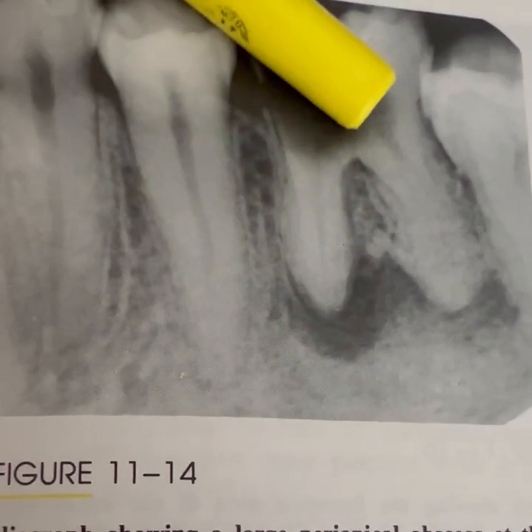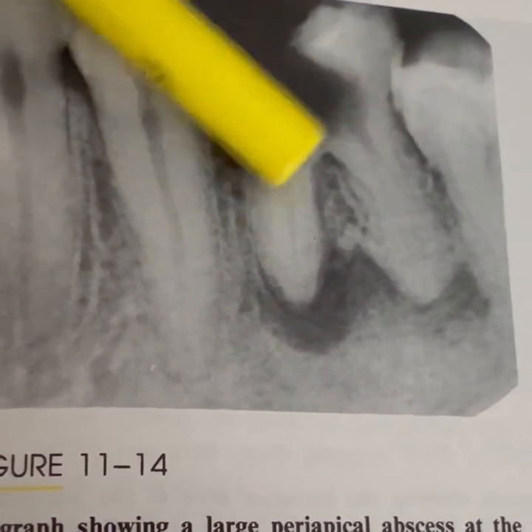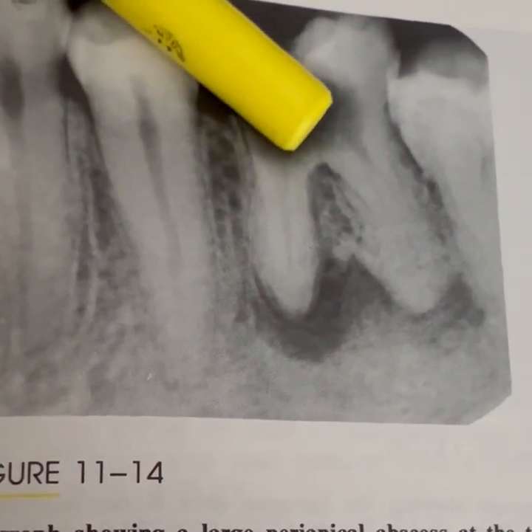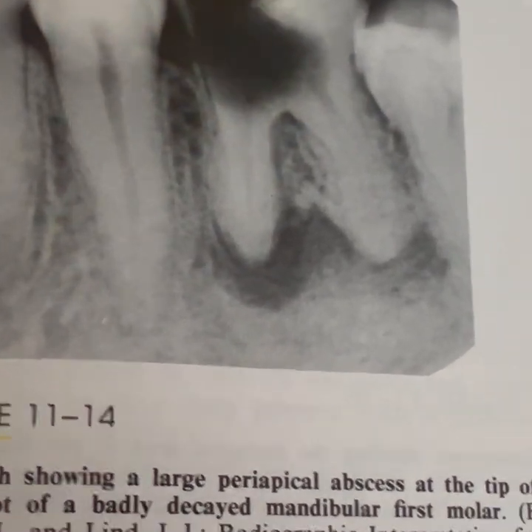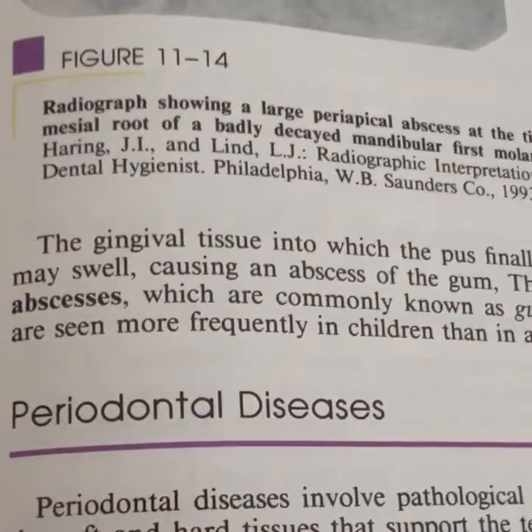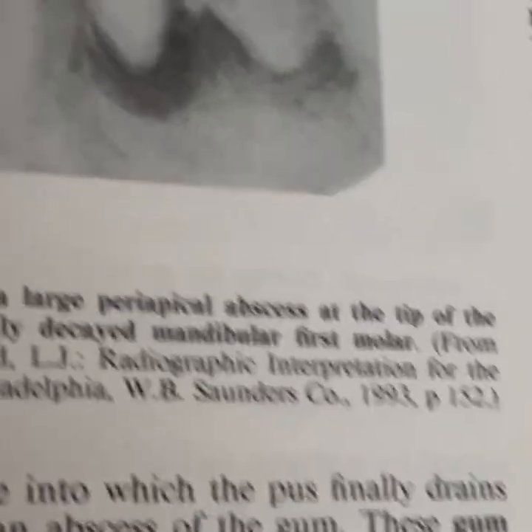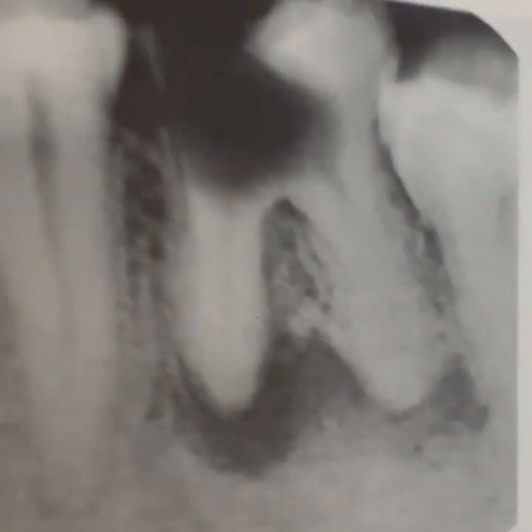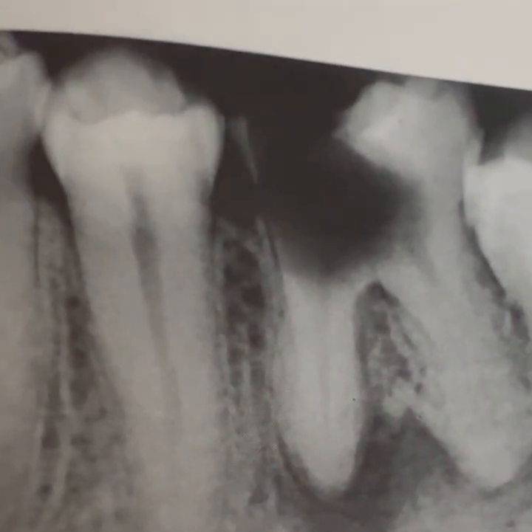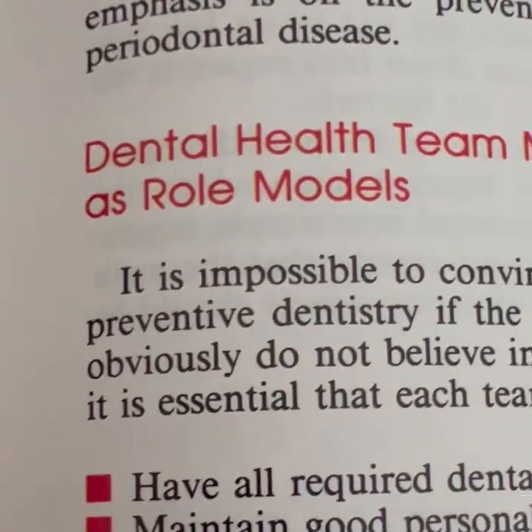Badly decayed because if you notice all this shadow, there's no white showing the wholeness of this tooth. So this whole area is eaten out. Okay, and we talked about periodontal diseases, the types, but I wanted to show you just that. And how did we get there? How did this tooth become like this? Here it is.